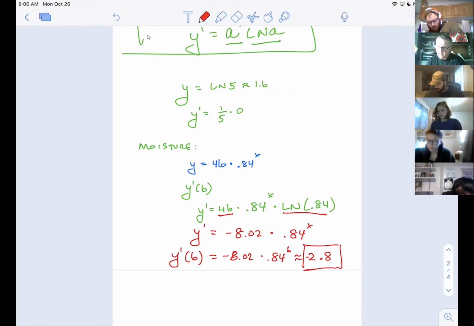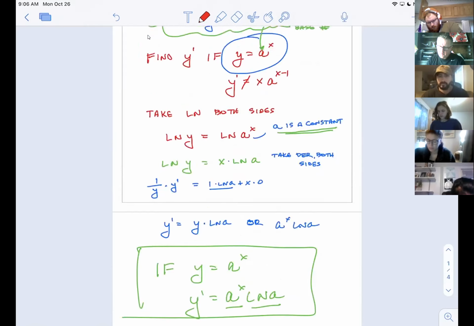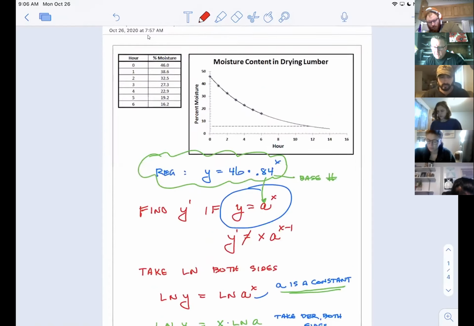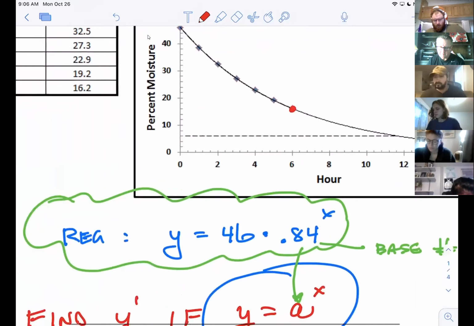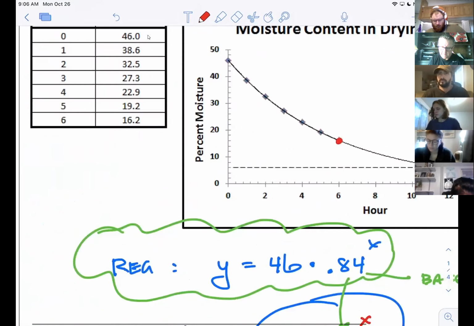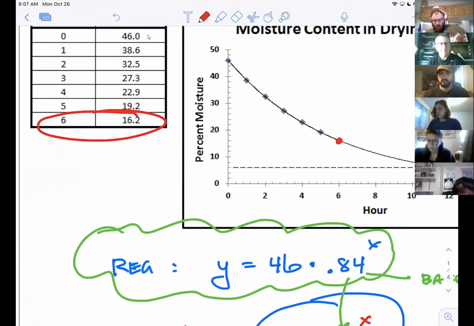Negative 2.8. I'll go back to that in a second, but does that make sense in this picture? What is that telling us about hour 6, our last hour we collected data? What is that telling us about this? It's decreasing at that rate at 2.8. That's exactly right. Notice the graph is going down. So in a sense, maybe you didn't think about it before, but of course it came out negative.